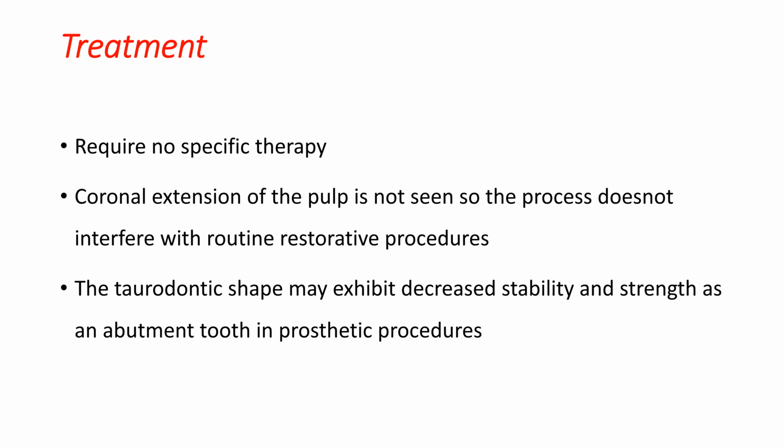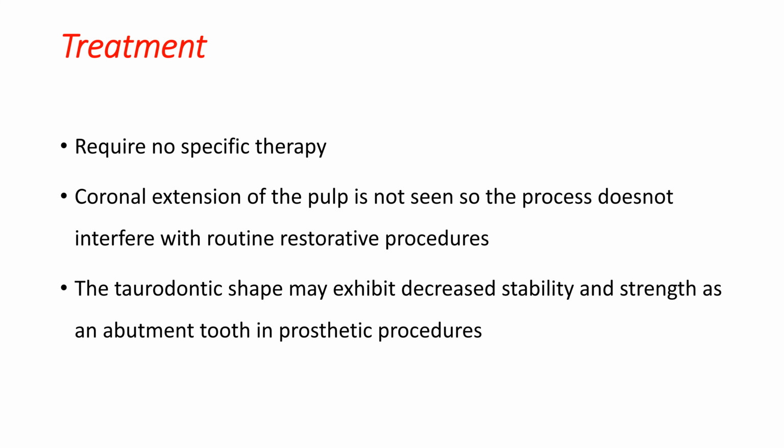Then treatment for taurodontism. Patients with taurodontism require no specific therapy. Coronal extension of the pulp is not seen. Therefore, the process doesn't interfere with routine restorative procedures. Some investigators have suggested that the taurodontic shape may exhibit decreased stability and strength as an abutment tooth in prosthetic procedures, but this hypothesis has not been verified.